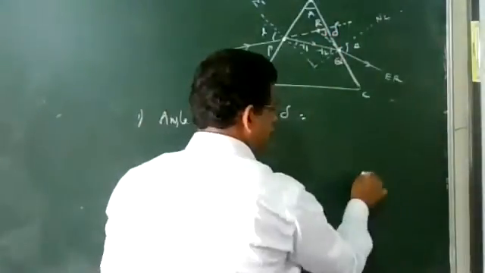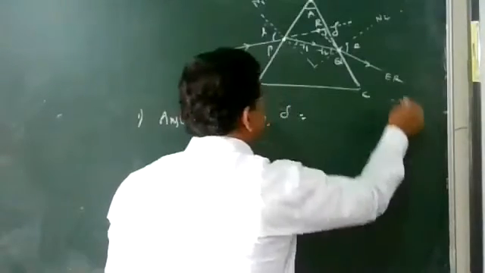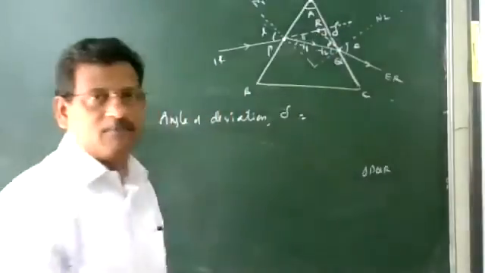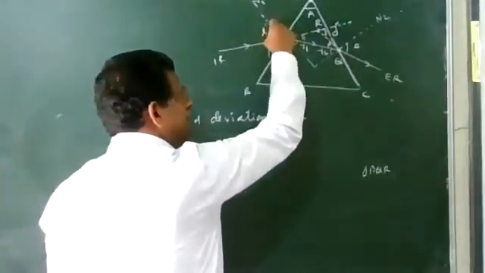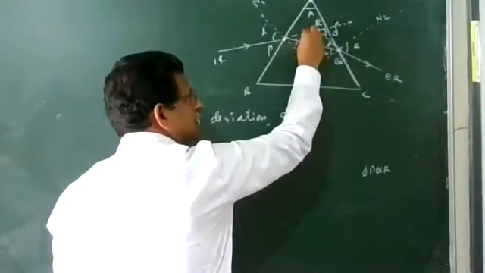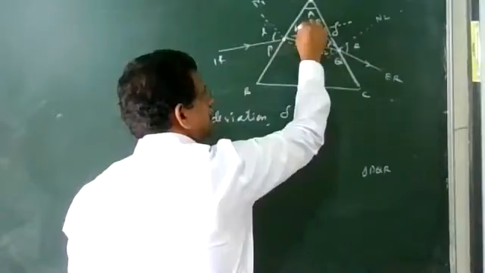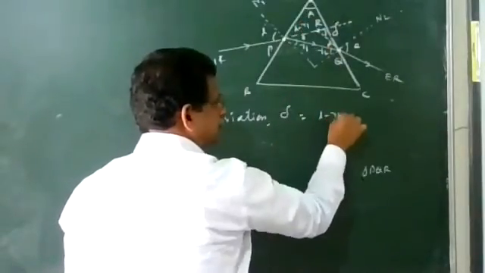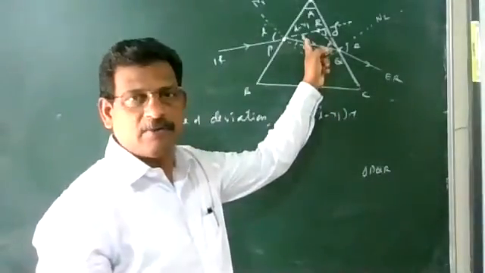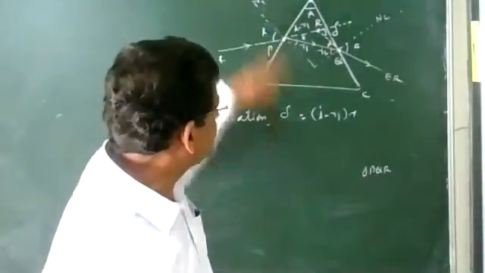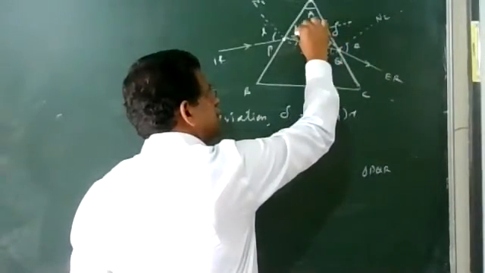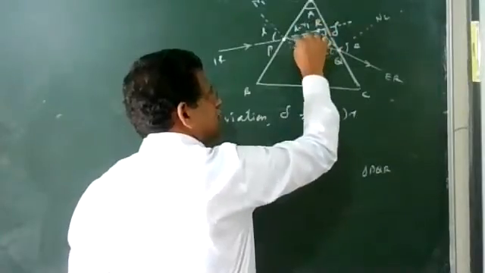In triangle PQR, we are taking angle P. What will be this angle? This angle plus this angle will give you the value of delta. The full angle is I. Therefore, this full angle will be equal to I. But this angle is R1. So this angle is I minus R1.